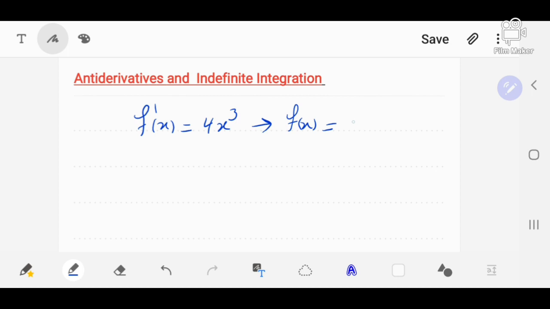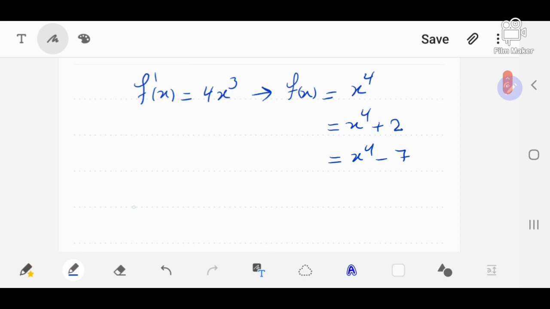Probably all of you will say x to the power of 4, since the derivative of x to the power of 4 gives you 4x cubed. What about x to the power of 4 plus 2? Well, that will also give you 4x cubed. What about x to the power of 4 minus 7? Same thing.